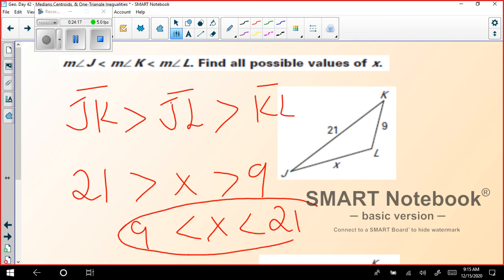Using the triangle inequality theorem, the first thing that we learned, we can also have this one also true: the sum of the two sides should be greater than X. This is also true. So 21 plus 9 should always be greater than X. But this will give us a lot of values, while the other will give us more accurate values. So that's why I've listed this.